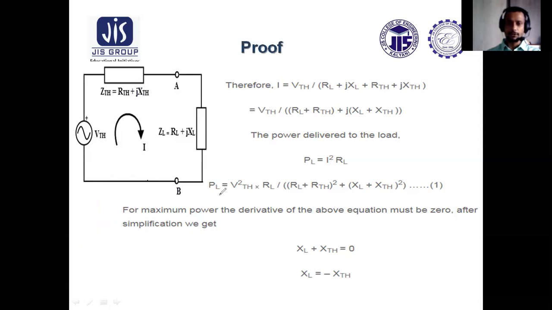So by differentiating PL with respect to XL in this equation, we'll get this result. This differentiation involves basic differentiation, which I'm not going to discuss here. So finally we'll get XL equals minus XTH. So XL has to be minus XTH to get maximum power delivered to the load side.